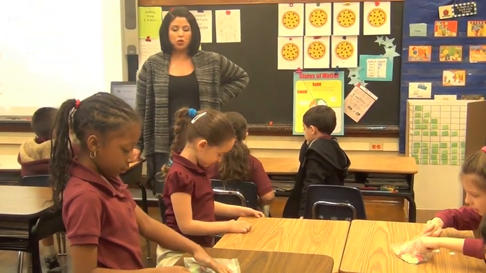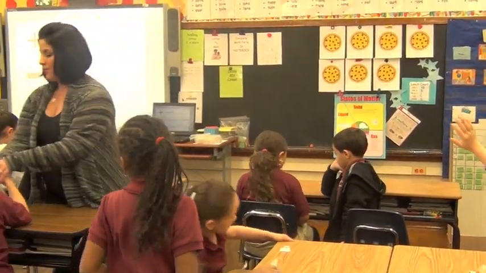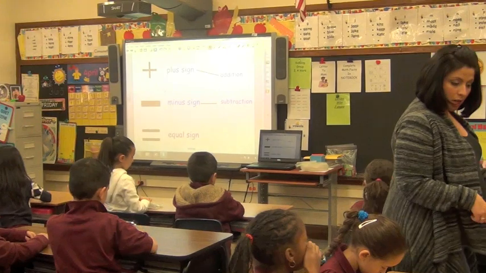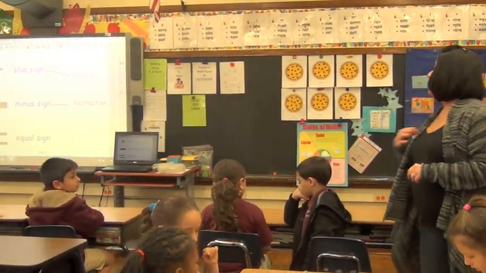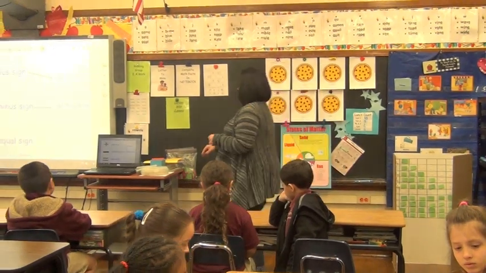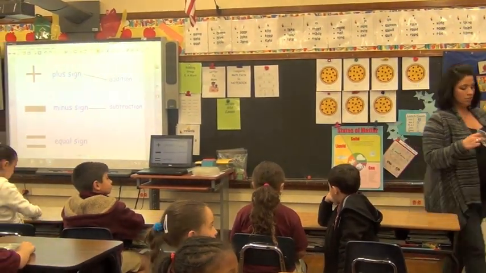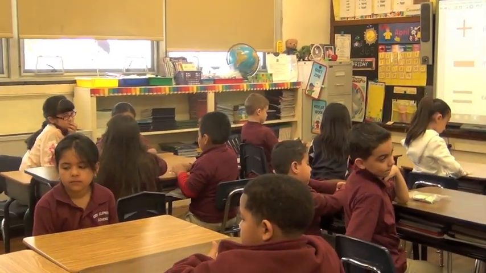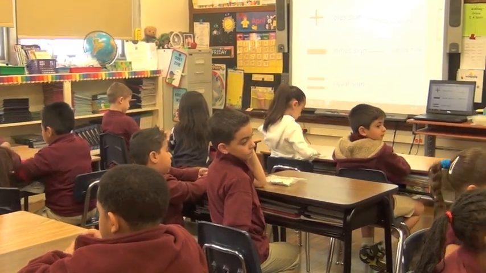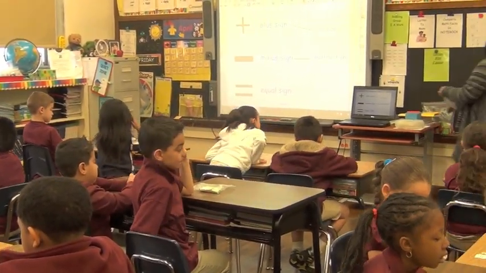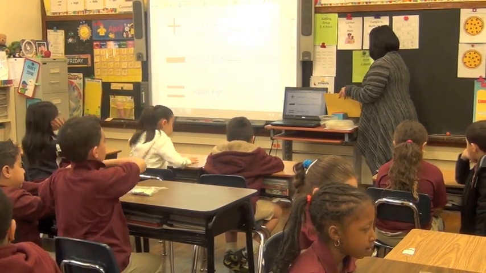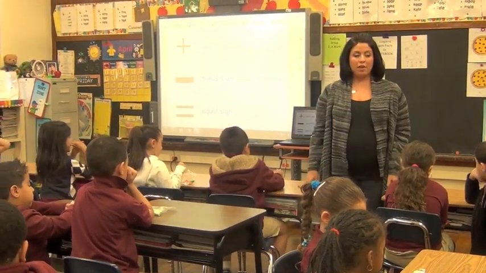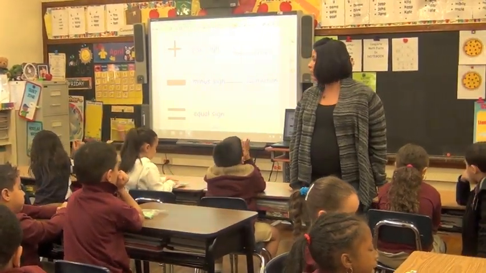Okay. We have a lot of fun. Miss Tronza, I have two of everything. Listen to my directions. Take out your plus sign, your minus sign, your equal sign. Ready for Olivia, she makes sure she has everything.